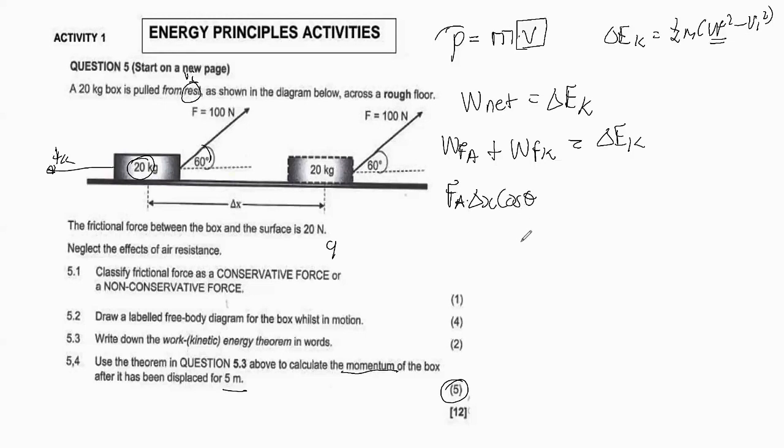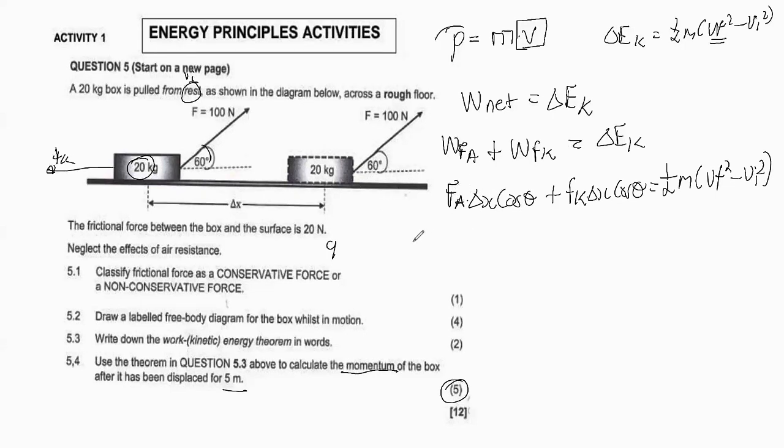So remember, what is work? It's the product of the force and the displacement, right? And then also along with the angle between that force and displacement. Then this is equal to Fa delta x cos theta plus Fk delta x cos theta is equal to half m (Vf squared minus Vi squared). So now we've broken down everything. Now it's just a matter of putting in your values.